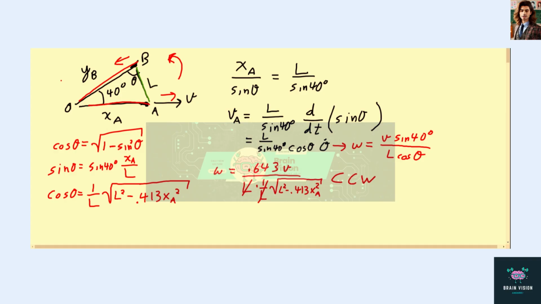So we can write that as counterclockwise, but then we also have some limits on where the position x could be. So that'll be 0 is less than or equal to xa, which is then less than or equal to the maximum possible position, which will just be L divided by the sine of 40 degrees, which would occur when this sine of theta is equal to 1.